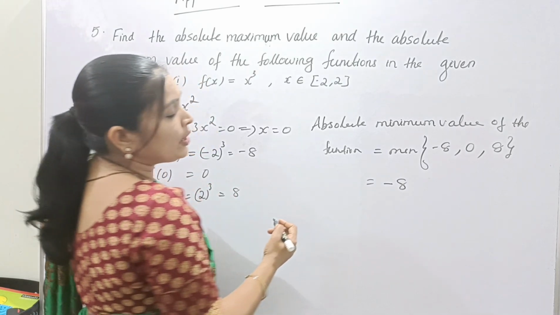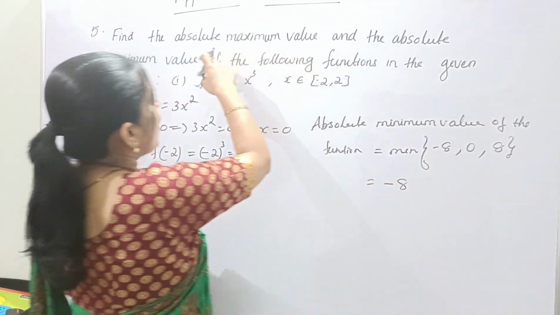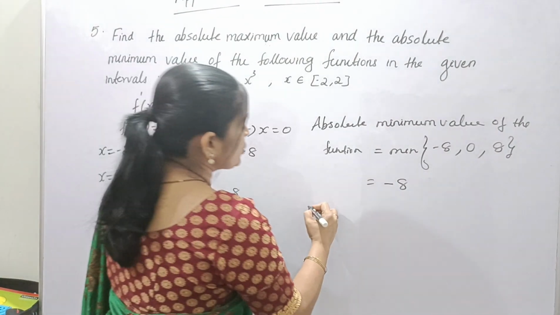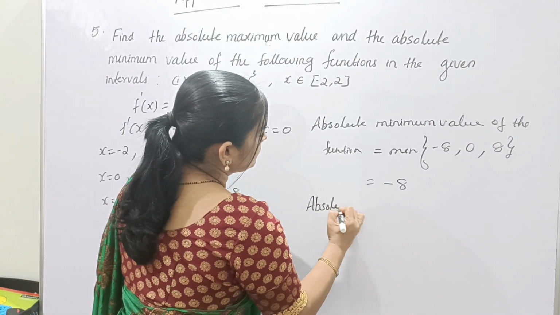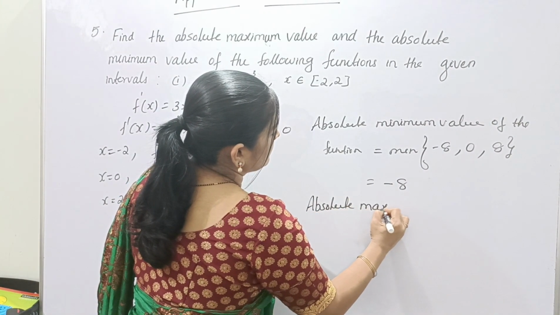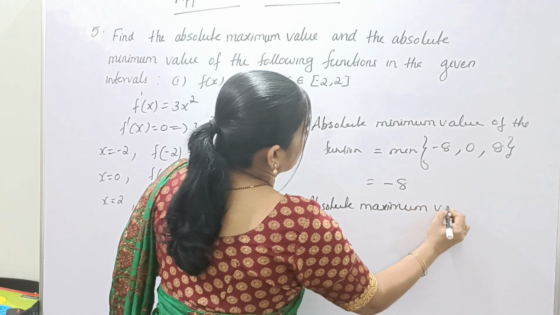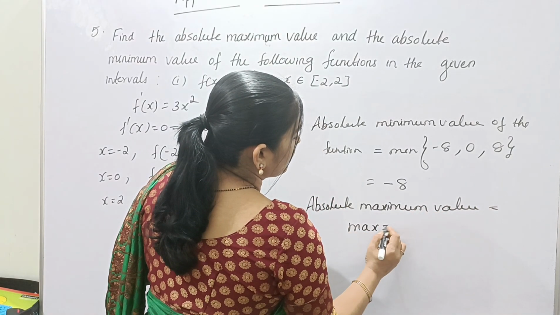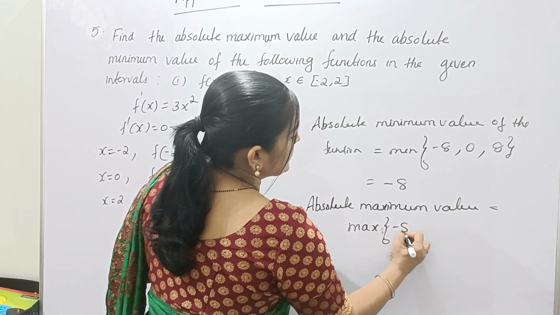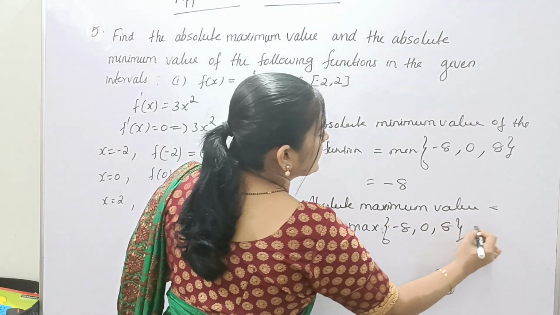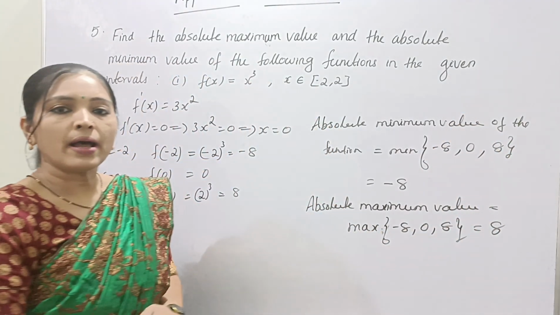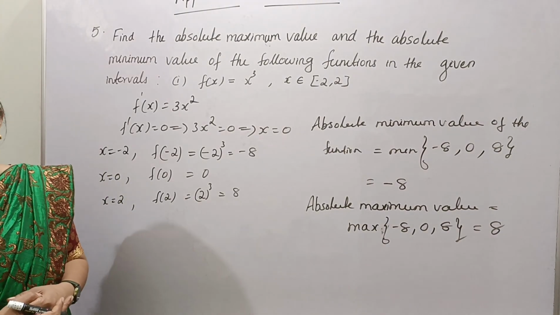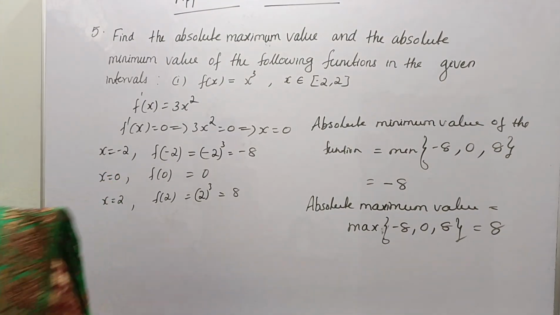Then what is the absolute maximum value? Here we have to find only the absolute minimum and maximum values. Okay, so absolute maximum is equal to maximum of minus 8, 0, 8. That is nothing but 8. 8 is the maximum. So minus 8 is the absolute minimum and 8 is the absolute maximum.